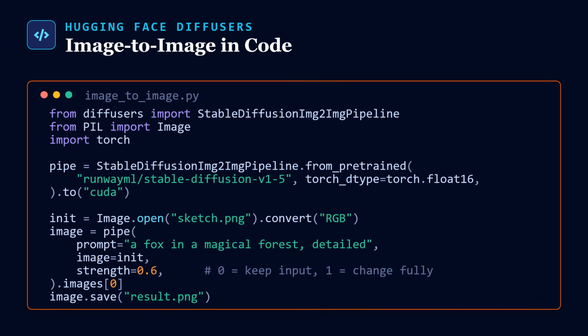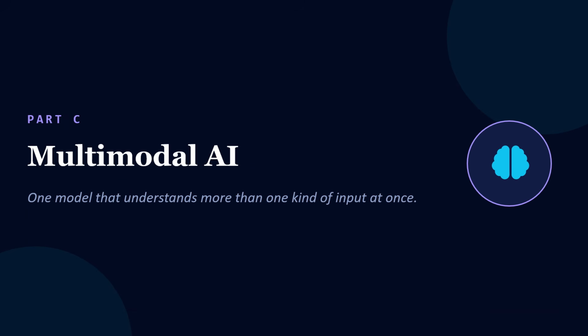Here is image to image in code. It is almost the same as before. We load the model, we open our input image, we give a prompt, and we set the strength. 0 keeps the input, 1 changes it fully. Then we get our new image. 1 extra input and a whole new power. Now part C, multimodal AI.